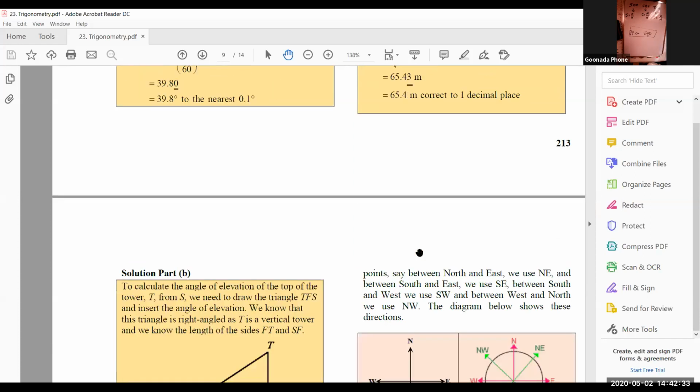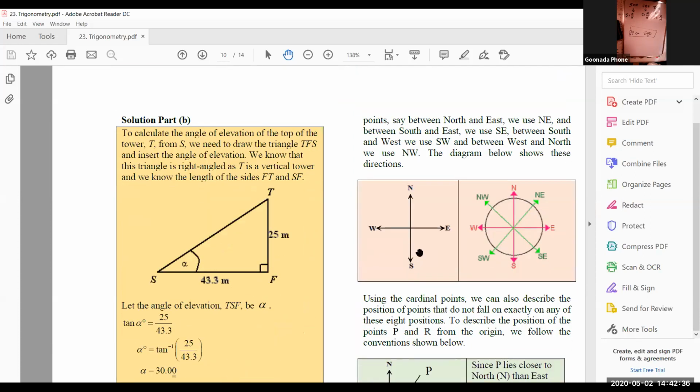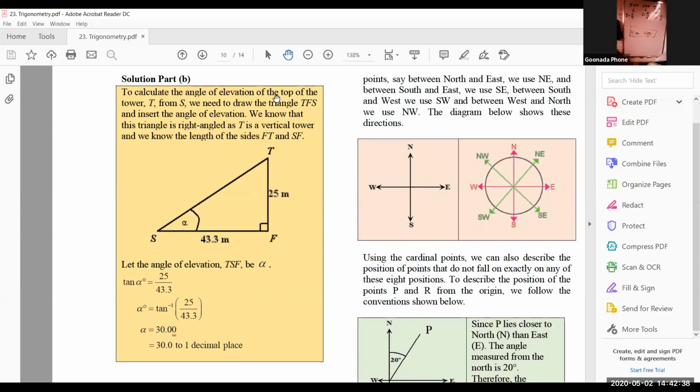Let's look at the final part of the question. To calculate the angle of elevation of the top of the tower, let's call it T, from S, we need to draw the triangle TFS and insert the angle of elevation. We know that this triangle is right-angled, as T is a vertical tower, and we know the length of the sides FT and SF. So we will use tan.